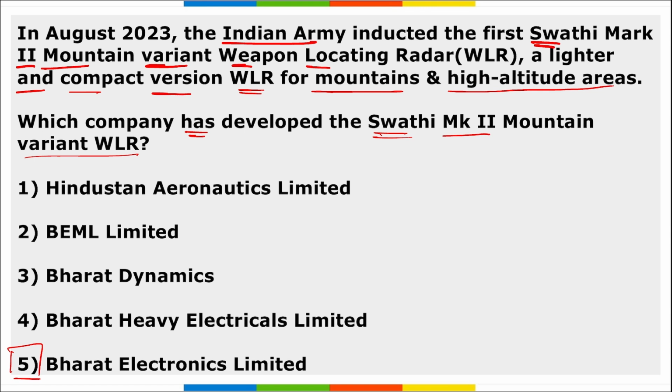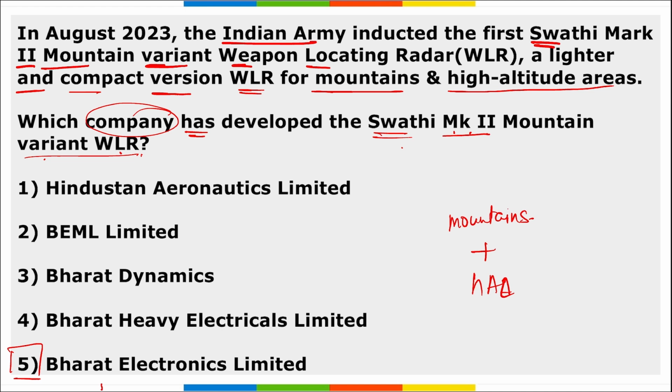It is a lighter and compact version of WLR, that is weapon locating radar, for mountains and specific to high altitude areas. Correct. So it is for mountains and high altitude areas. Correct. And a question asked here is which company developed this Swathi M2 Mark II mountain variant WLR? It was developed by Bharat Electricals Limited.